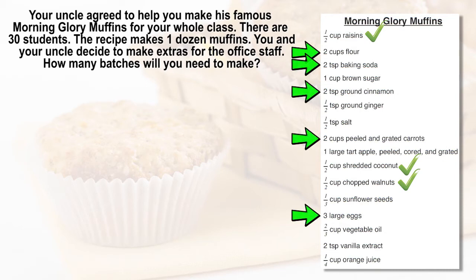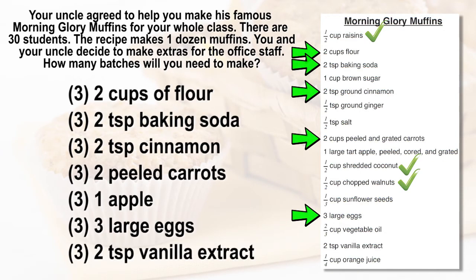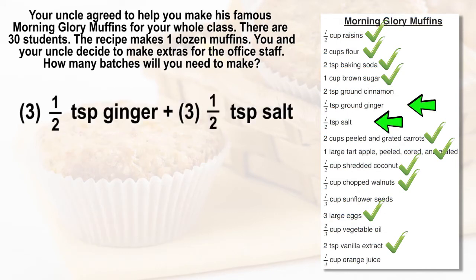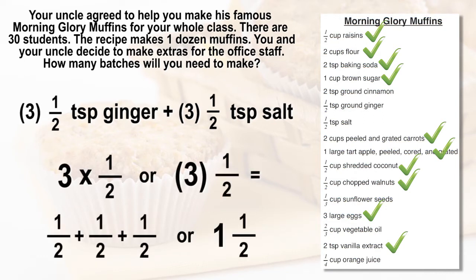The next several ingredients call for whole numbers of each measurement. Multiplying these is simple. The next fractional ingredients are ground ginger and salt. Since both of these measure 1/2 teaspoon, we can use the equation for raisins as our guide. 3 multiplied by 1/2 teaspoon is equal to 3 halves teaspoons, or 1 1/2 teaspoons. Again, the product lies between the whole numbers 1 and 2.